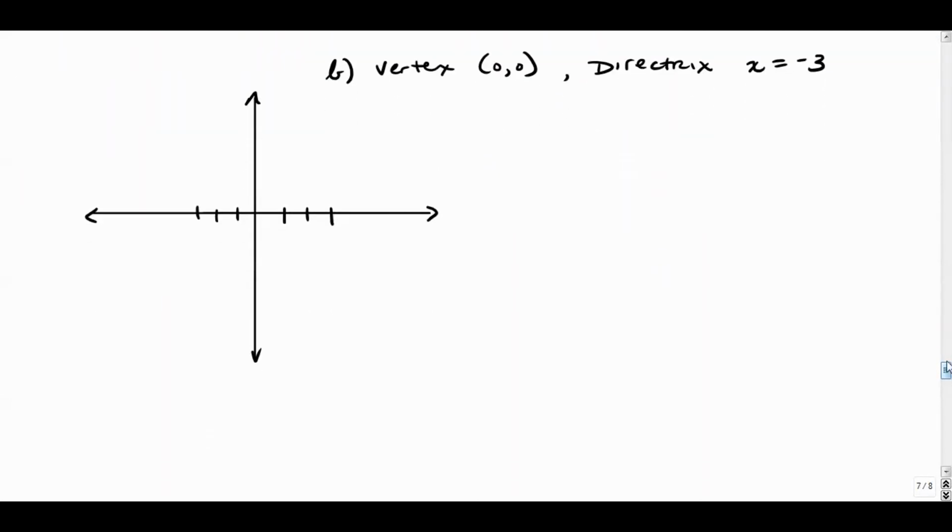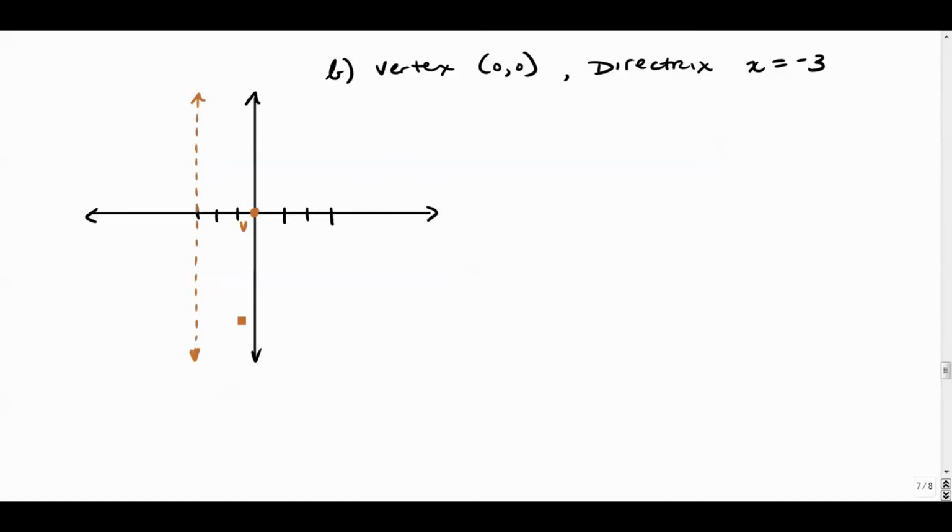Let's try this one. Vertex at (0, 0). Directrix is given this time as the line x equals -3. All right, so vertex at (0, 0), that's right there. x equals -3 is a vertical line at -3. And our job is to, I guess, find the equation, right? The equation of this parabola.